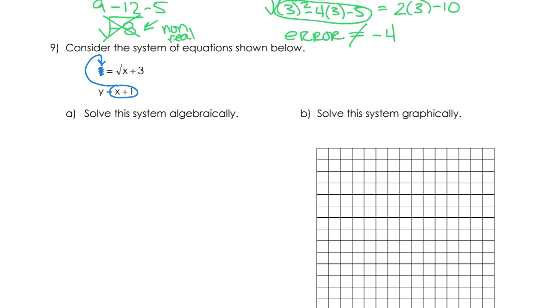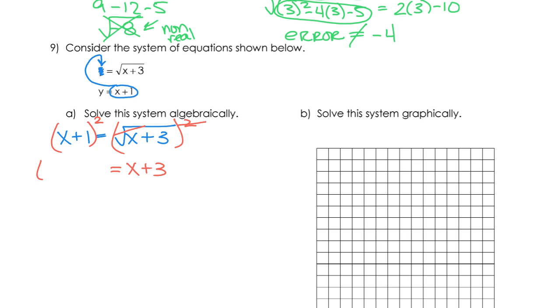Or we could have taken the square root of x plus 3, circled that, and put it in for the y in the second equation. Doesn't matter. Either way, you're going to end up with x plus 1 equaling the square root of x plus 3. Okay, and so on the front side, this is already isolated, and we have to square it to get rid of the square root so that we just get the x plus 3 to drop down.